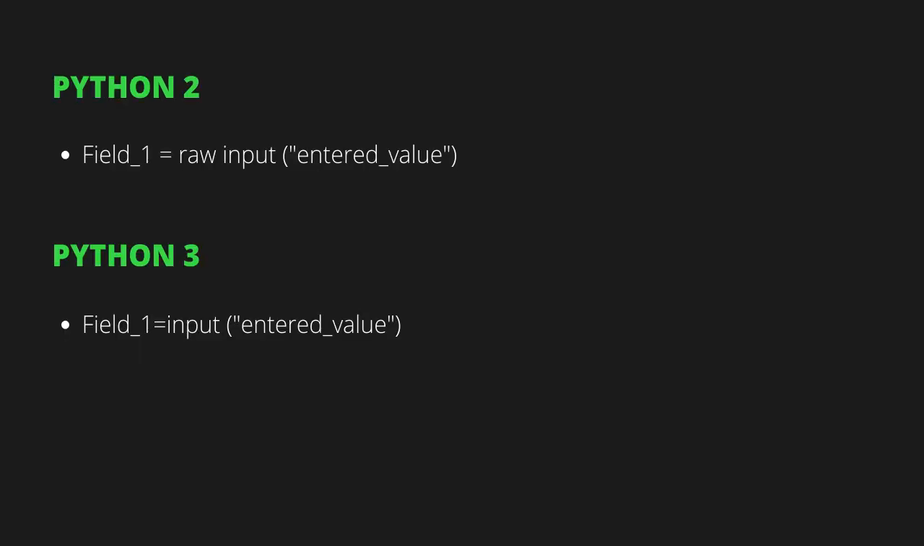Here is one more difference. In Python 2, if we want input, we use raw_input, as you can see on the screen, to enter a value, and in Python 3 we use input. So Python 3 is a modified version of Python 2. That's why it is a very famous and convenient language.